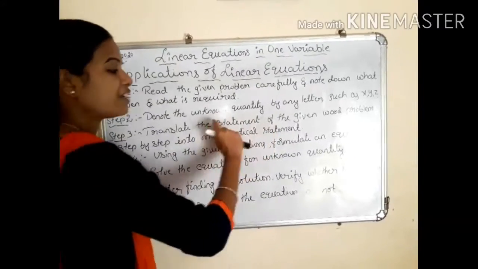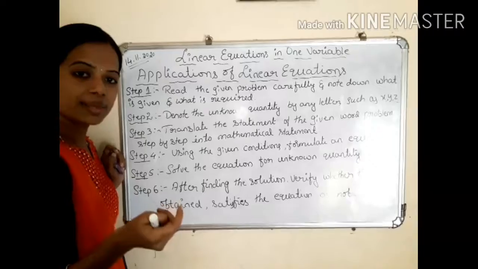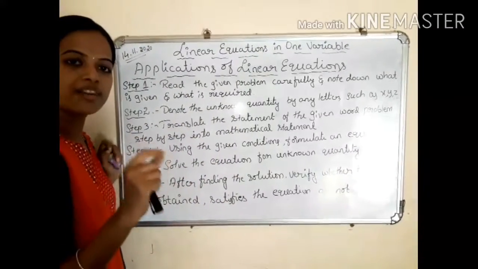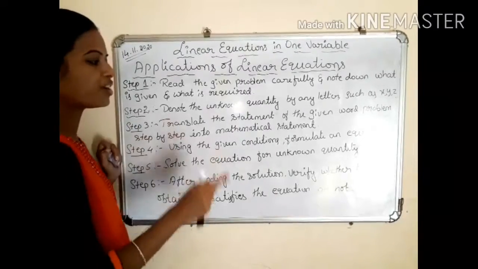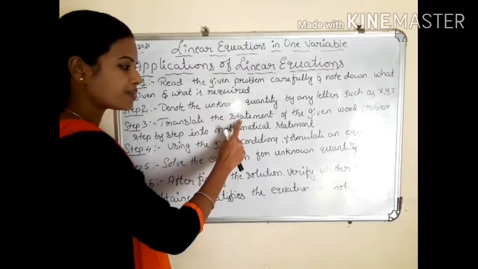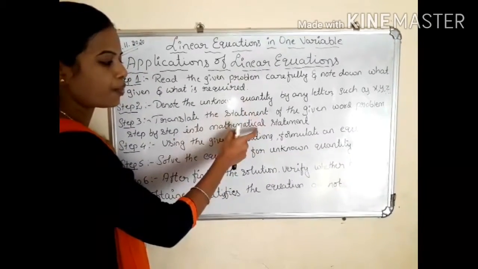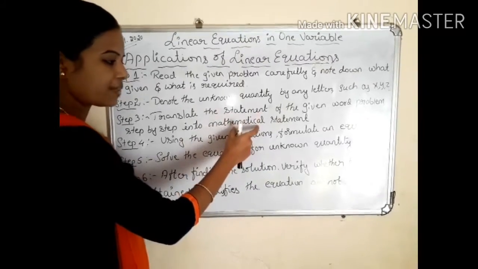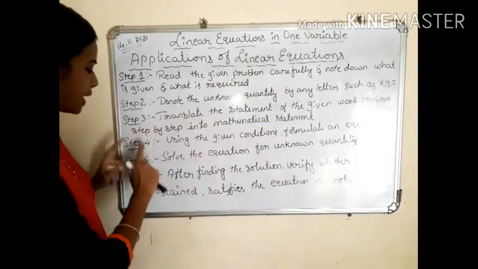What is given in the word problem, you have to convert into a mathematical statement by using variables, numbers, and mathematical fundamental operations, plus, minus. By using those you have to convert the given word problem statement into a mathematical statement. This is a very important step. After converting into a mathematical statement, you will get the equation. Okay. Next, that is step 4.